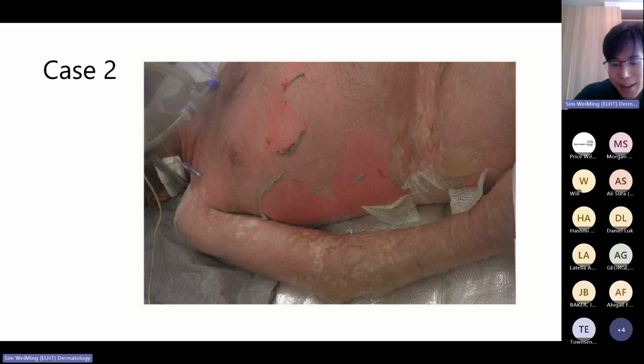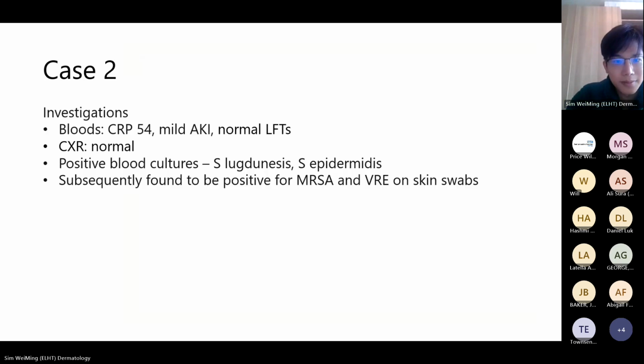And this is after he got admitted. But when you looked at his skin, this is how it looked. So it's not very nice. Investigations, however, didn't look too bad. His CRP was elevated. He had a mild AKI. Chest X-ray was normal. Blood cultures were positive. I think epidermidis is a commensal, but the other one, lugdunensis, might be pronouncing it wrongly, isn't a commensal. And he was subsequently also positive for MRSA and VRE on skin swabs.